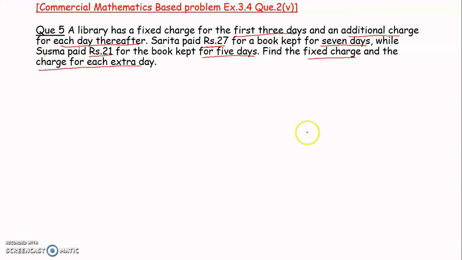So here we have to find two charges. One is the fixed charge and another is the charge for each extra day. So let's assume first the fixed charge.